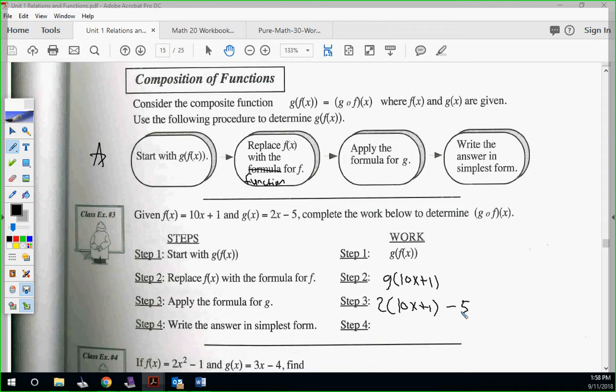And now we just simplify. Okay. 2 times 10, 20x. 2 times 1 is 2. So it's going to be 20x. And then 2 minus 5 is minus 3. So we're 20x minus 3. And that's it. That is your g of f.